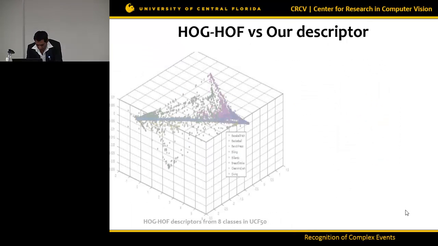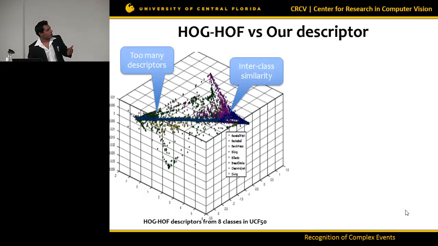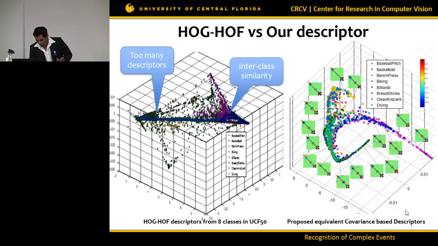We also compare our descriptor with HOG and HOF. Here is a visualization. As you can see, there is a lot of interclass similarity and too many descriptors. Whereas for our proposed descriptor, we see there are far fewer descriptors, and they are also sort of clustered together.